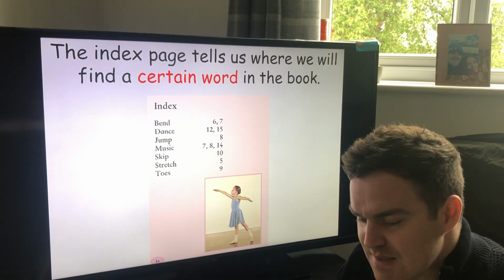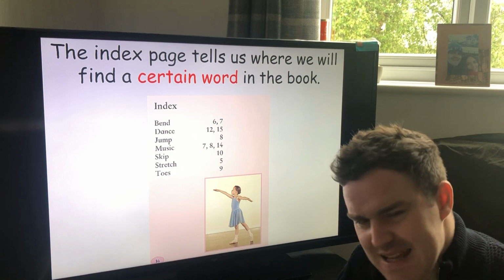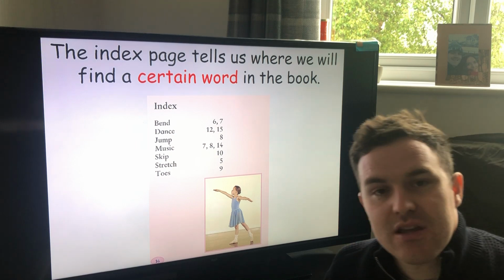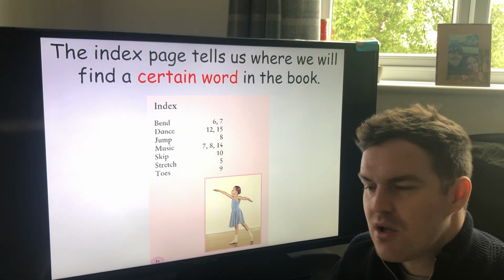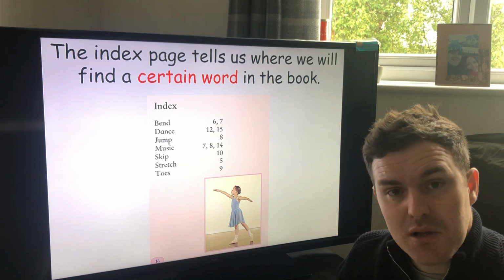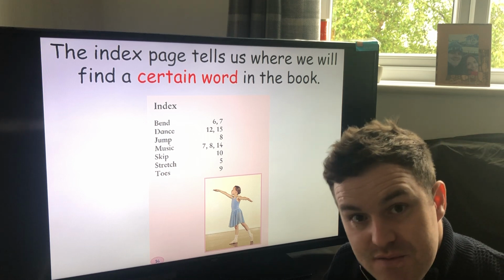An index page tells us where we will find a certain word in a book. So not a section like a chapter. This is going to tell us an exact word. If you're reading a book and you love football and you want to see if there's anything about football in that book, you go to the very back and you look for football, and you look for the numbers beside football to find out what pages football will be on.